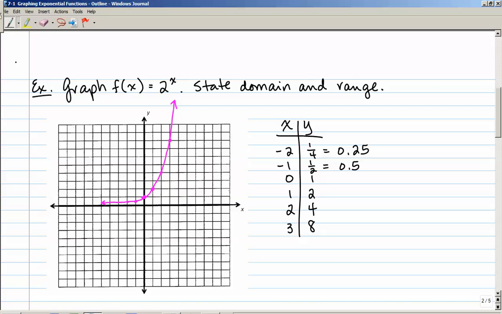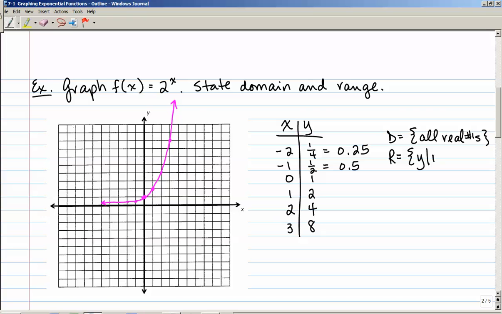So let's identify the domain and range. For this one, my domain is going to be all real numbers, because in this case x can be anything. I can keep getting smaller with my x's, and the y's are just going to keep getting closer to 0, and I can keep getting bigger with my x's, and my y's are just going to keep getting really huge.